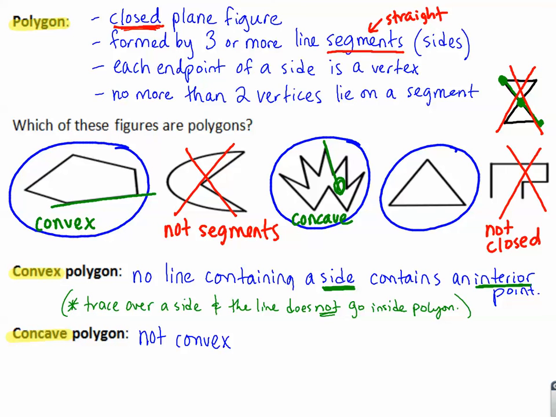So how about the last figure, the one that we would call a triangle? Any of the sides that I would trace over, notice it stays on the outside. So this one is convex.